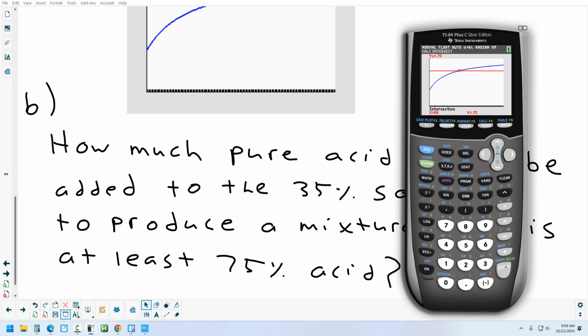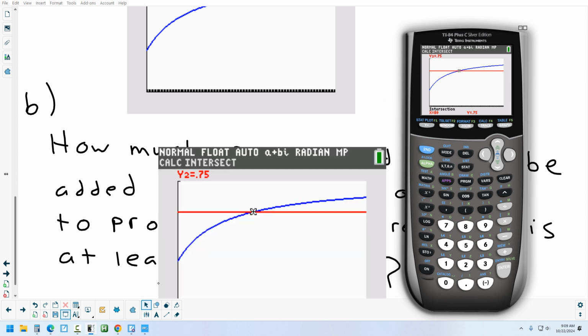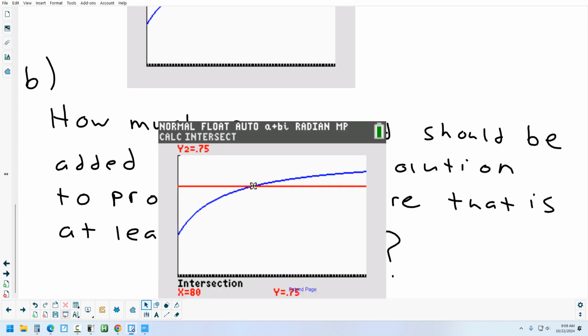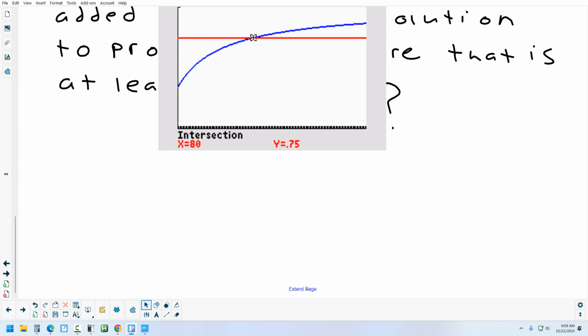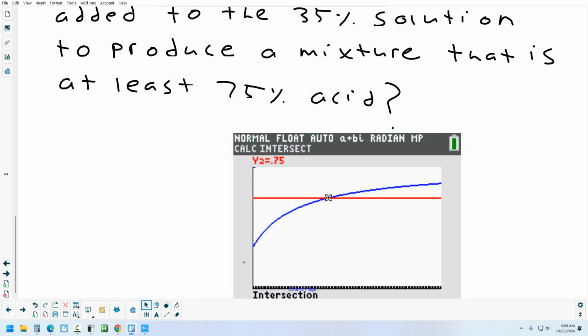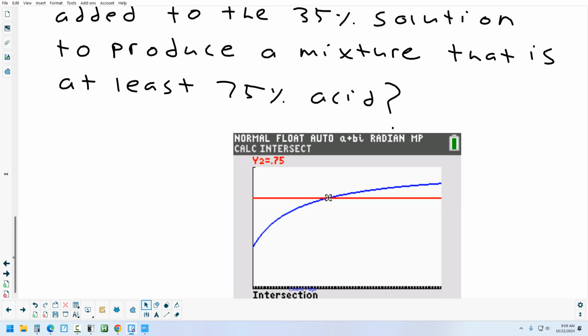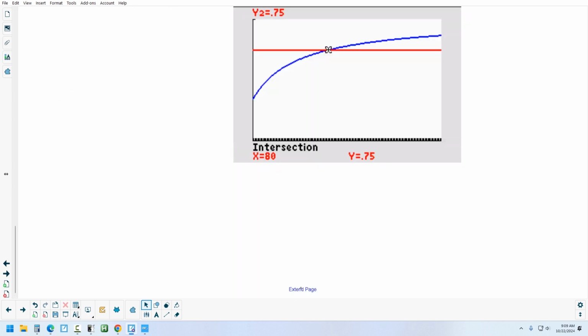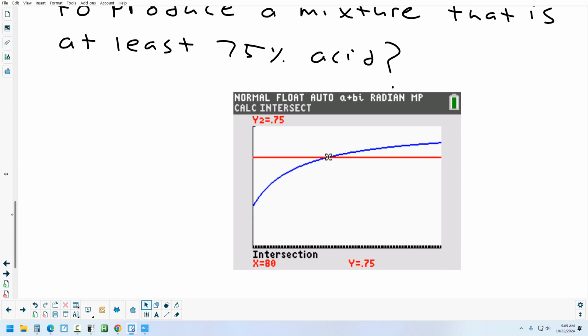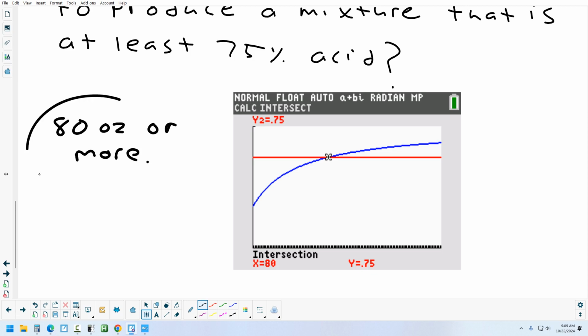So if you pour in 80 ounces into the mixture that you already have, you will get a mixture that is exactly 75%. Okay, so just be careful how you answer it, because they said at least 75%. So what does that mean about how much acid I could pour in? 80 or more. Okay. So how much acid? 80 ounces or more. That or more is important.